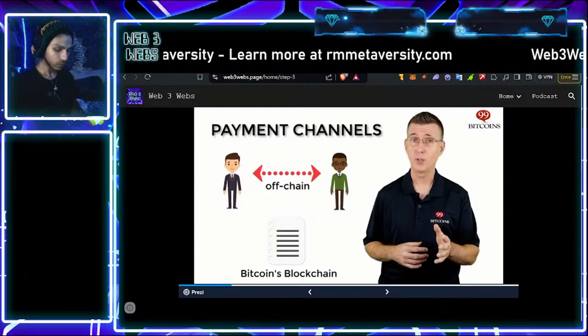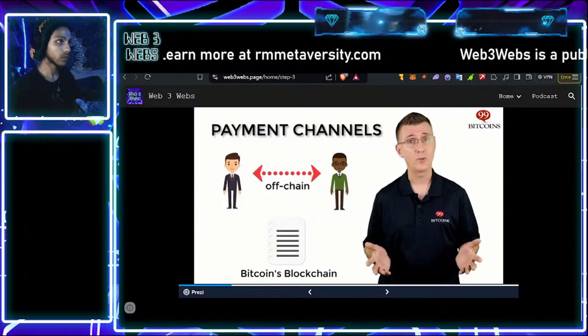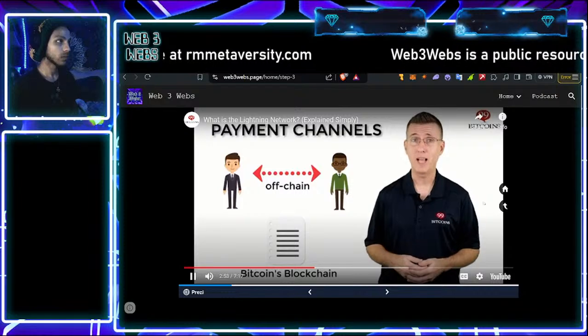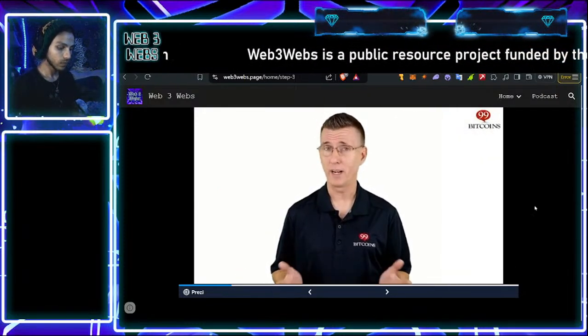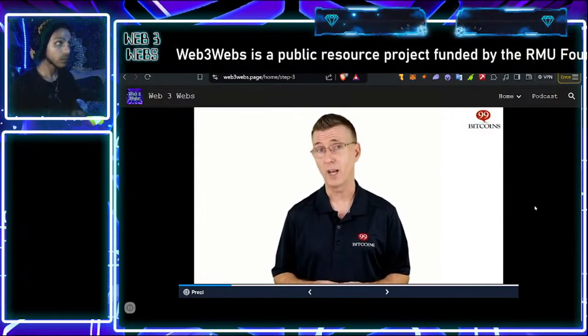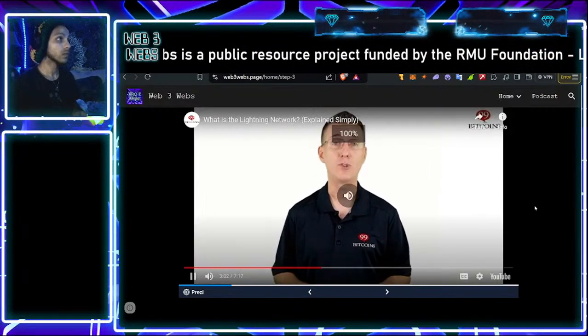Once we want to conclude our business, we conduct a closing transaction on the main blockchain and basically settle all of our previous transactions. This is kind of like me and my friend writing down how much each one of us owes the other without ever exchanging the money until he and I choose to settle the bill.